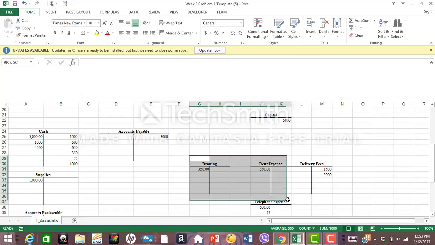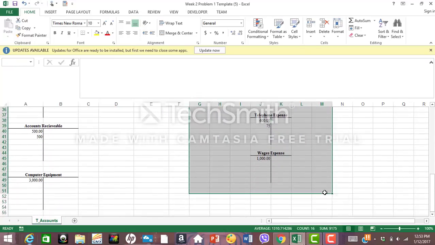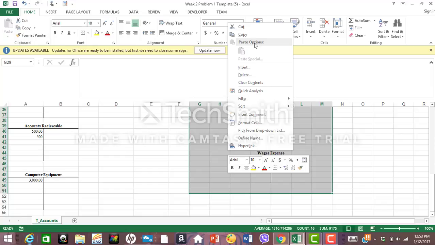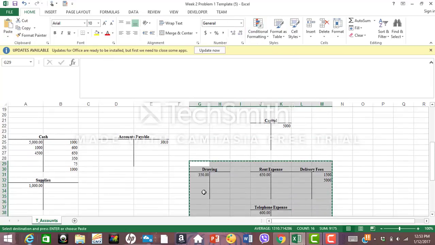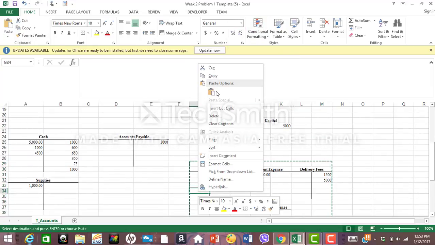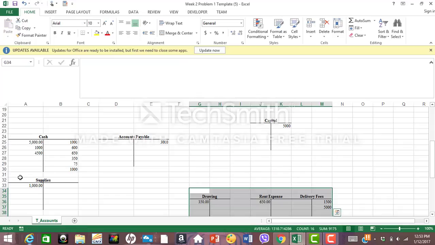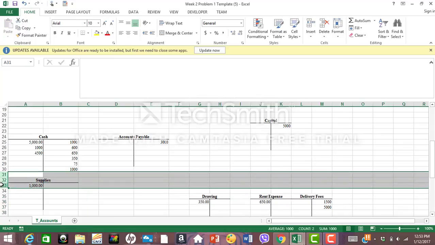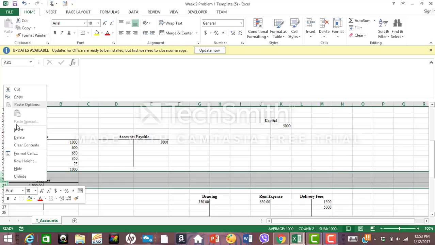Oops, hold on just one second. So that way we'll have room to actually input our answers and insert. I just cut it and I'm going to paste it here. Okay, so now we have a little bit of room to insert a few rows here.